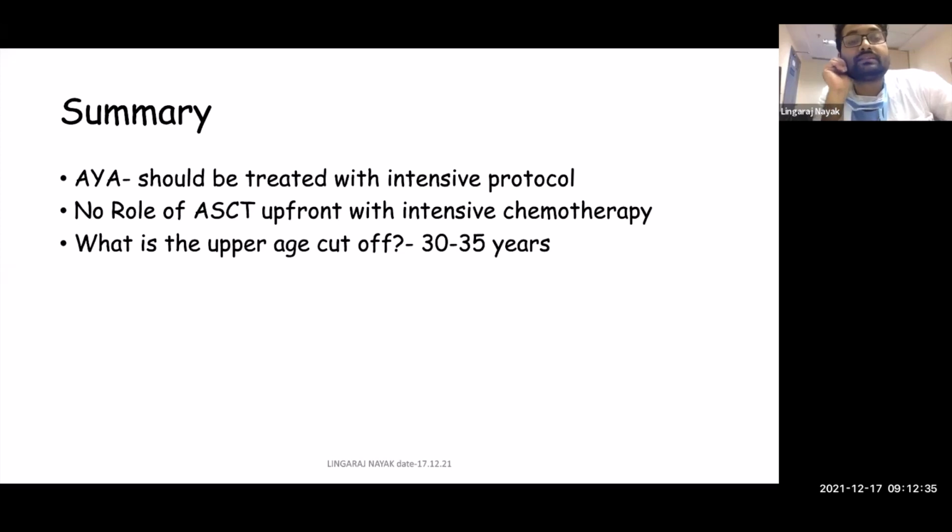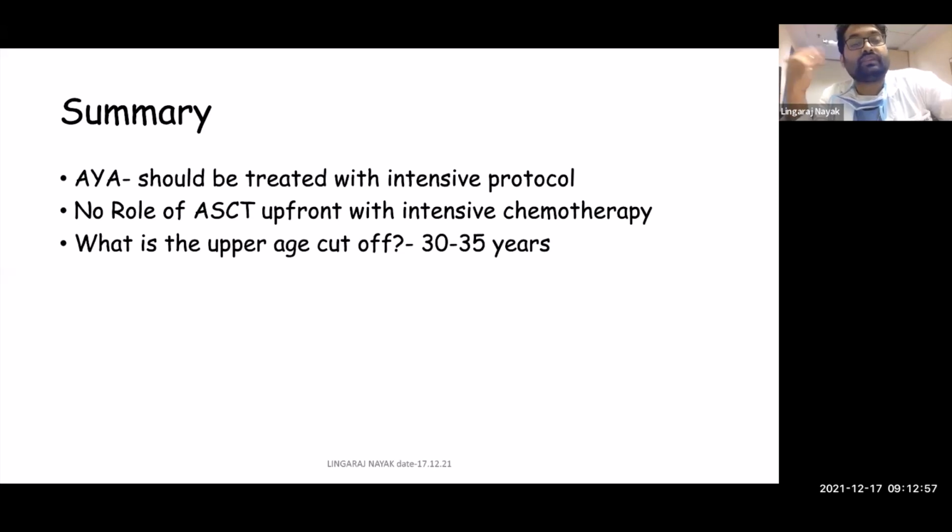So if I summarize, adolescent and young adults should be treated with intensive protocol. So remember, I told about adults. Adults do not need it, from the GALA data. So now there is no role of transplant if you are using intensive therapy upfront in AYA group. Now, what is the upper age? If you see the ALCL 99, they have used up to 21 years. Now, in our institute, you can use up to 30 to 35.